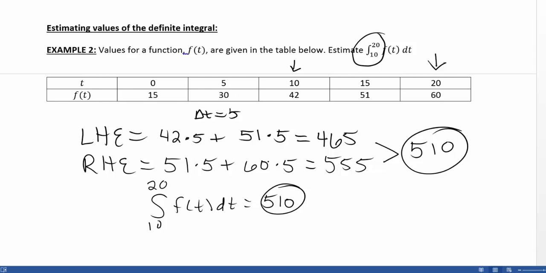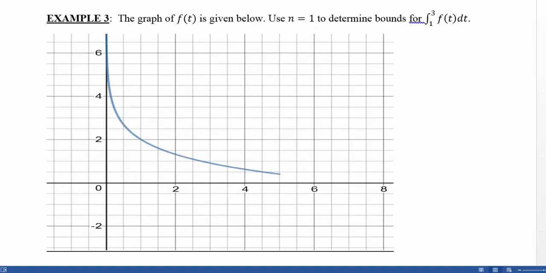Let's look at another example. Example 3. The graph of f of t is given below. Use n equals 1 to determine bounds for the integral from 1 to 3 of f of t dt. So what does this all mean? N equals 1 means that we're using one rectangle to approximate the area. And if we're determining bounds, that means we're looking for the over and under estimate because that's what's going to give us the bounds for where the exact area under the curve lives.